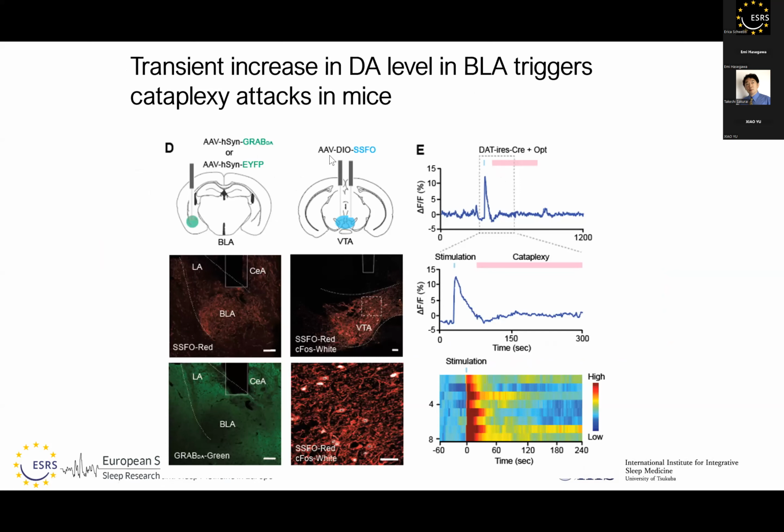The application of laser stimulation for 1 second resulted in a transient increase of dopamine level in the basolateral amygdala in DAT-Cre mice, which displayed a pattern similar to that observed during chocolate feeding in narcoleptic mice preceding cataplexy. Notably, this increase in dopamine levels in BLA was accompanied by an abrupt behavioral arrest resembling cataplexy, despite the fact that these mice were not narcoleptic, not orexin-deficient mice.